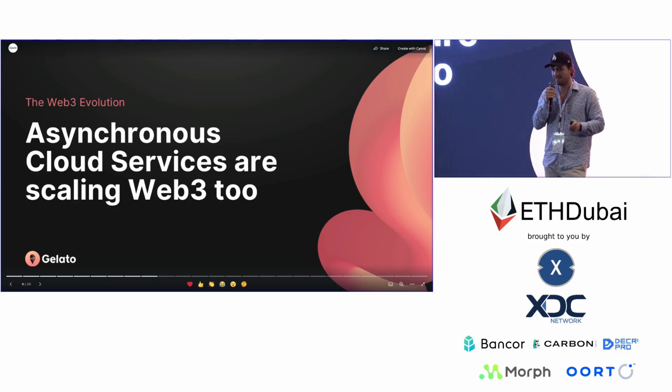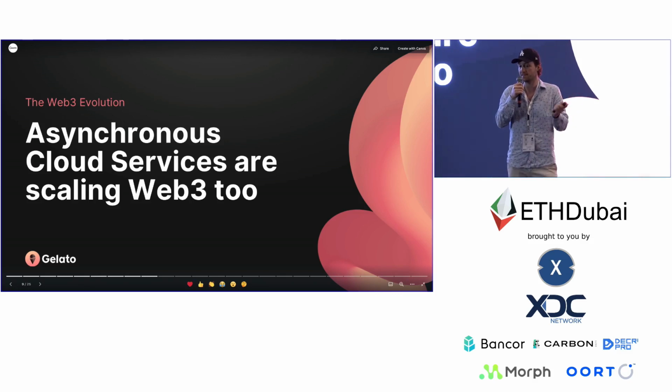So let me try and tie that back to Web 3. And the claim here is that Web 3 will and is basically scaling via asynchronous cloud services too.